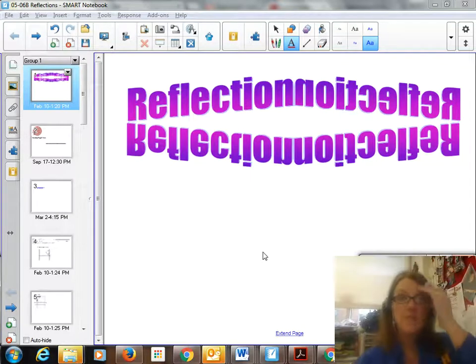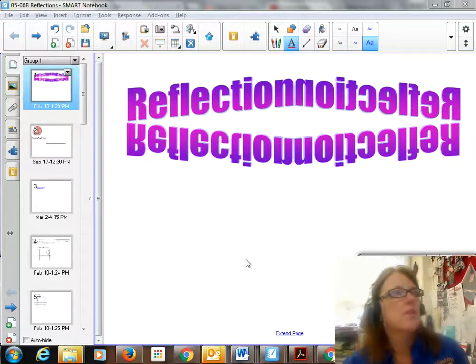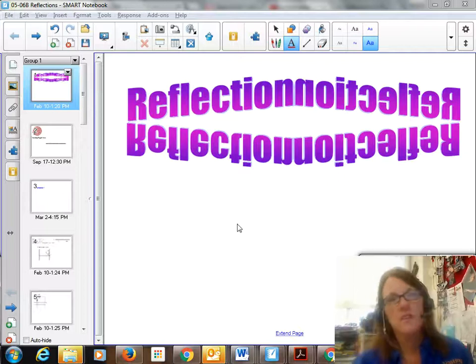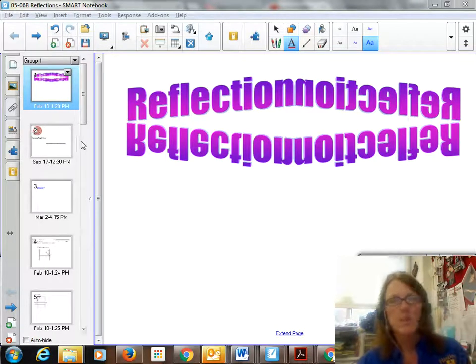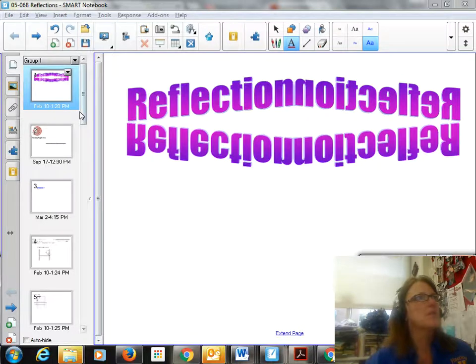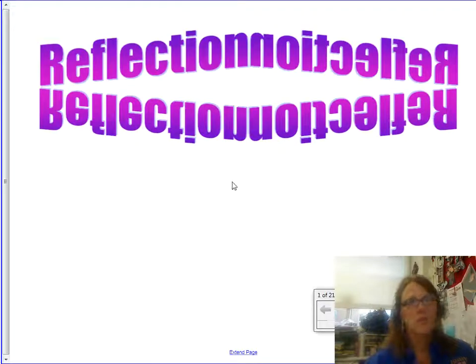All right, the next type of transformation that we are going to look at is called reflections. These ones might visually seem a little bit easier. Mathematically, it gets a little trickier as we do them, but they're the second type of transformation that are in our 7th grade standards. So that's what we're going to talk about today.